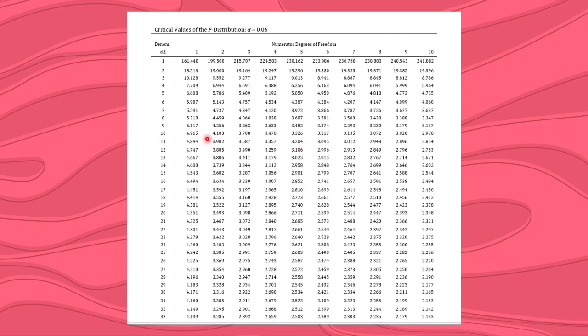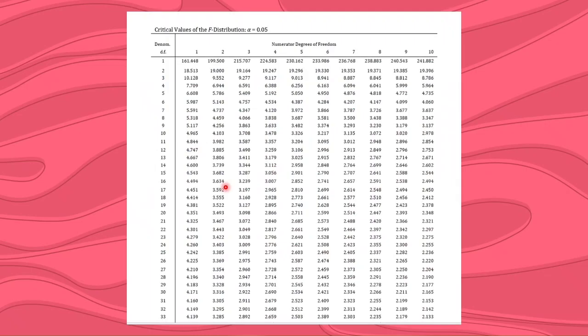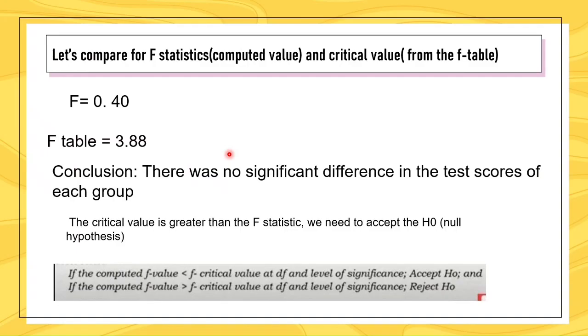So this is the F table, but in order to get the critical value, we have to look first at the degrees of freedom. Guys, this is the numerator and this is the denominator. So our numerator is 2 and the denominator is 12. So this is the result, 3.885. So these are the rules for whether we accept the H0 or not.